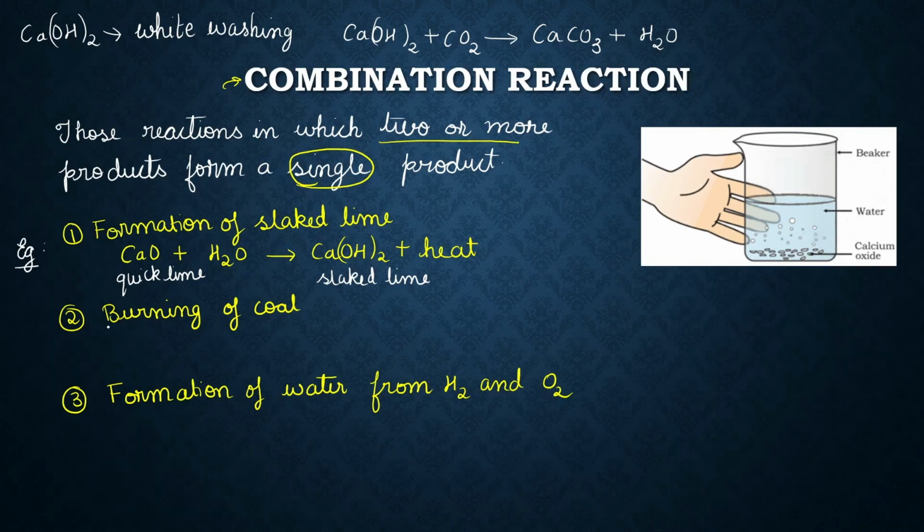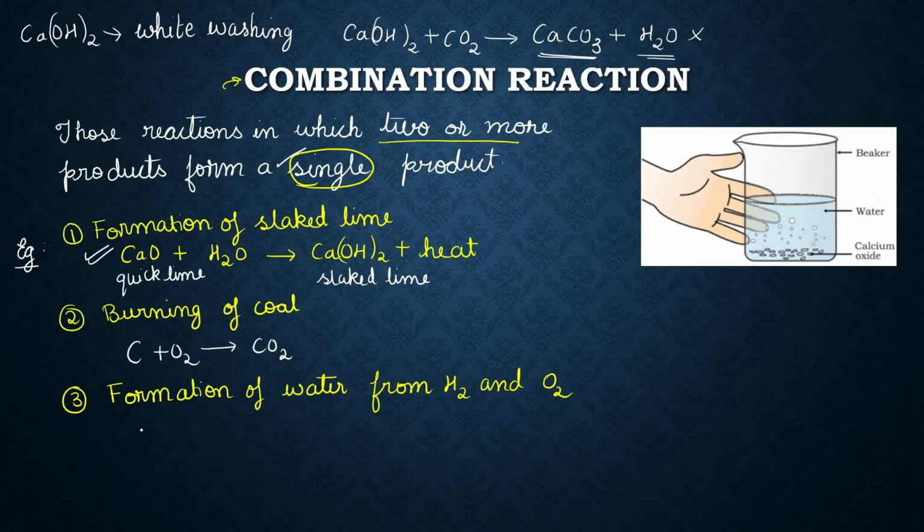Now let's look into a few other examples for combination reaction. So this is not a combination reaction. Please note down, this is not a combination reaction because here two products are formed, and in a combination reaction only one product needs to be formed. But formation of slaked lime is an example of a combination reaction. Now let's look into the second example, that is burning of coal. Coal is basically carbon. So when carbon reacts with oxygen, it leads to the formation of carbon dioxide. So here you can see only one product is formed, so it's a combination reaction.